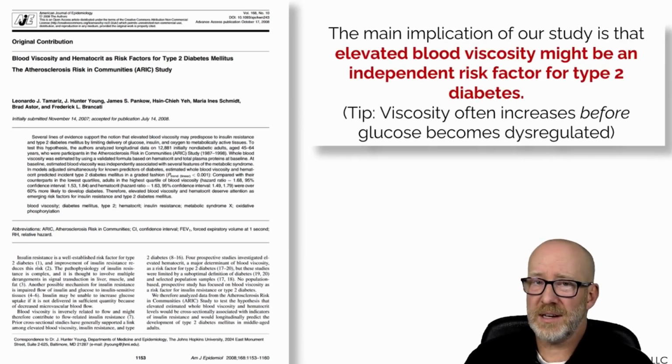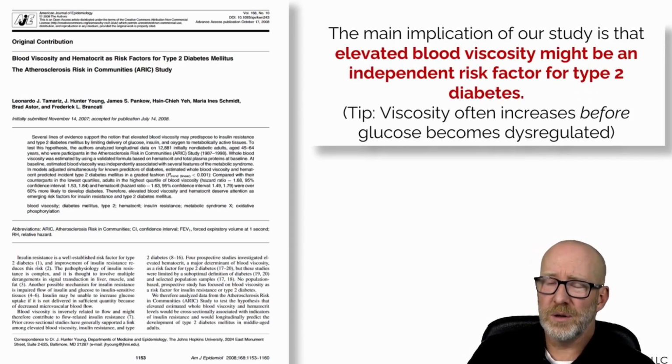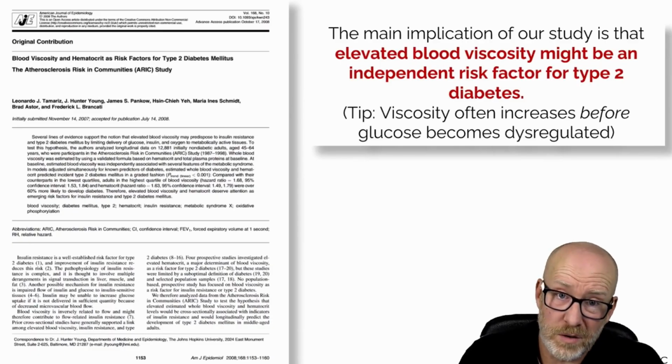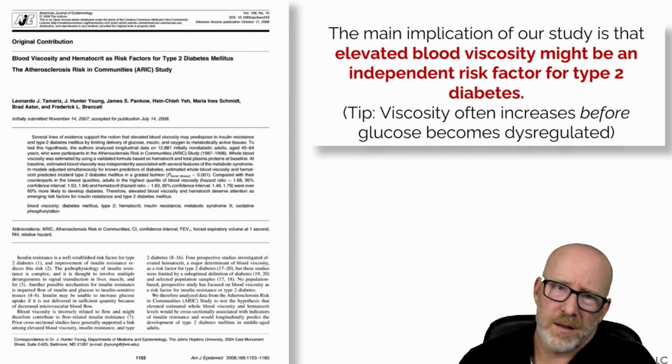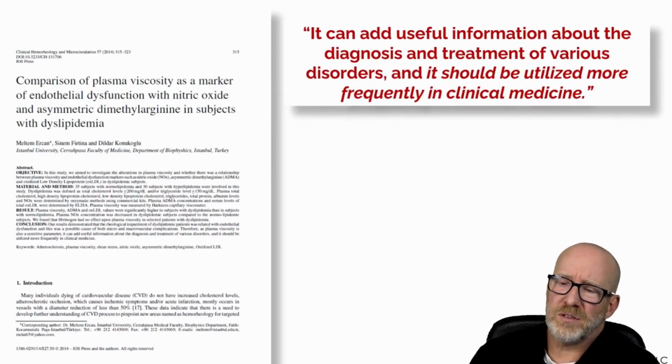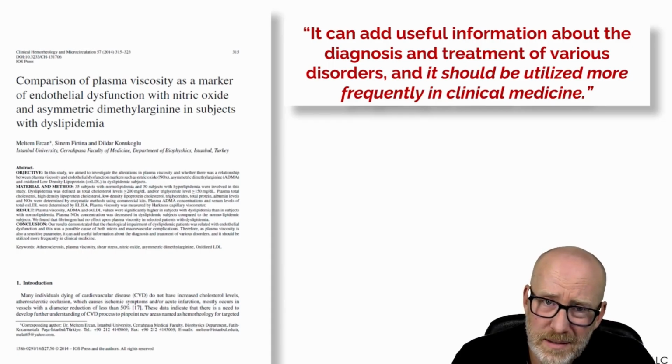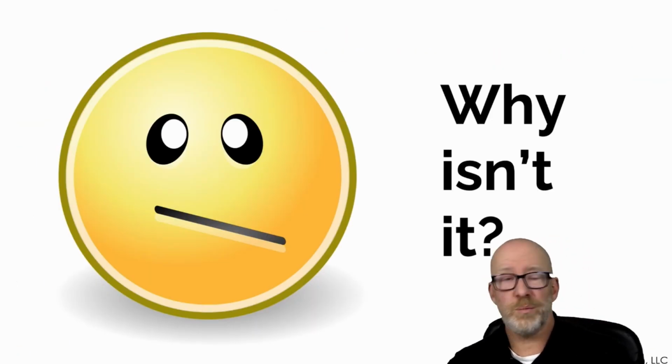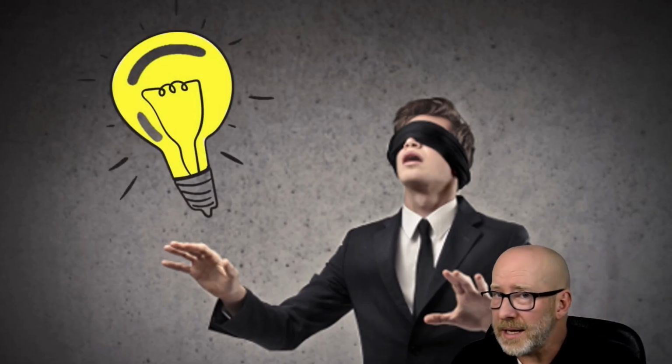Here's a paper that actually suggests that blood viscosity precedes glucose dysregulation, that viscosity goes up first, and then you get abnormal glucose excursions. This final paper says that blood viscosity is so useful, it can add useful information about the diagnosis and treatment of various disorders, and my italics, it should be utilized more frequently in clinical medicine. It's easy to do because now you have a calculation. Why isn't it used more often? Because mostly it's the blind leading the blind. We're not looking into the scientific literature, and somebody hasn't illuminated the situation so that we can actually see better.